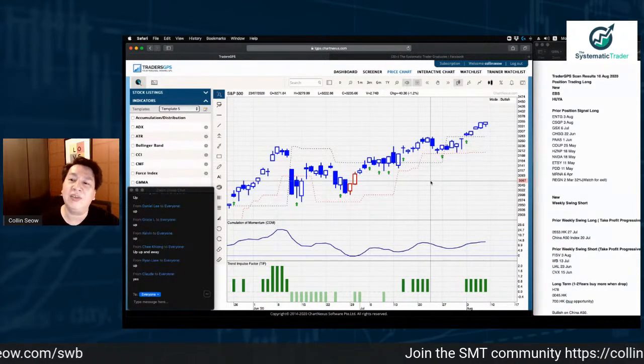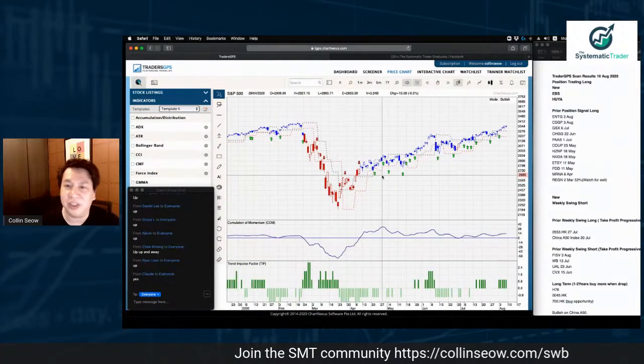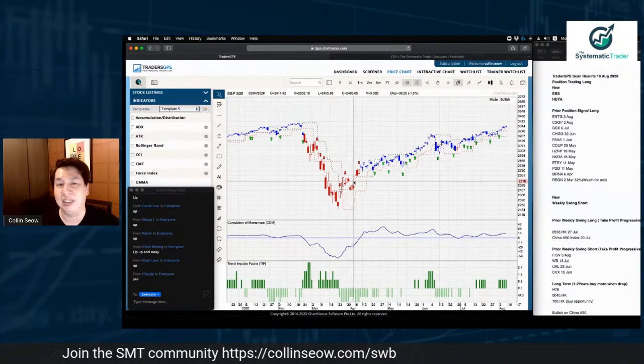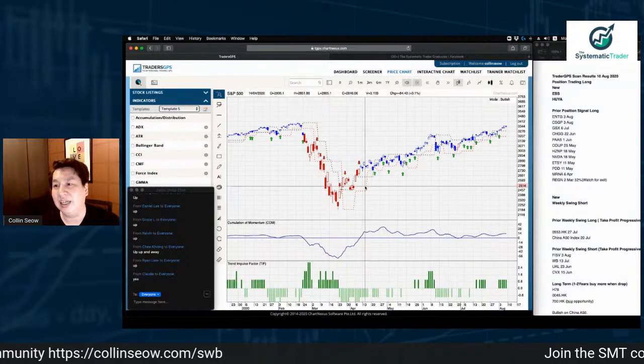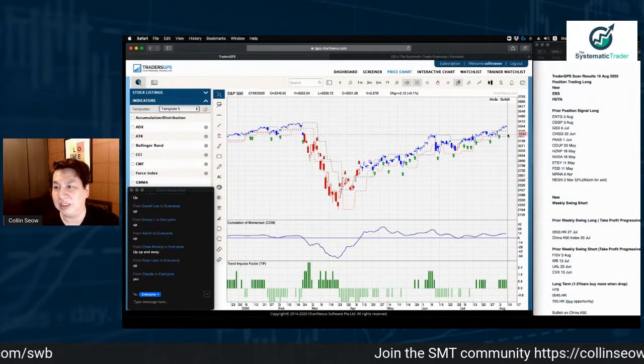This is how we use this market outlook. On the other hand, if you are trading the index alone, that means you're just trading the S&P index, of course then you can use the S&P index to trade. That is what you can do if you use the S&P index to trade.